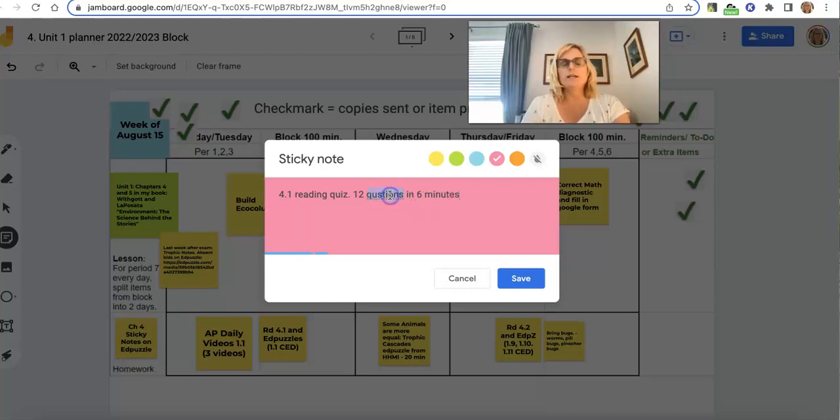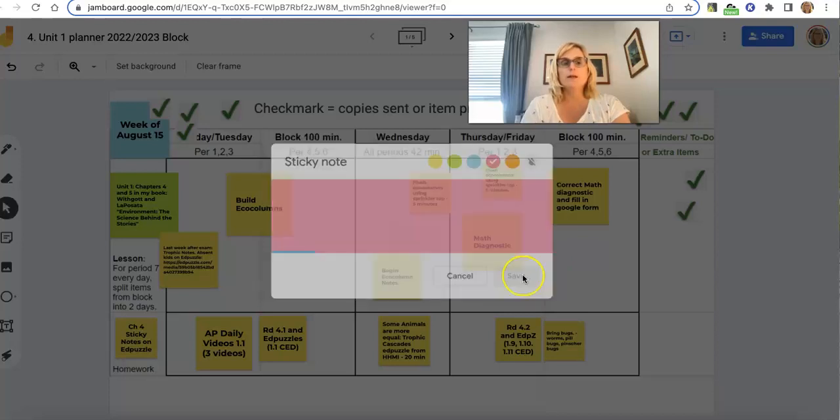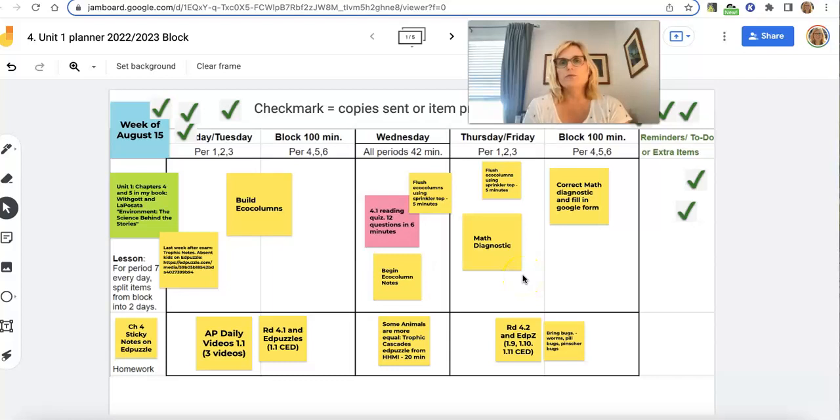I usually do about 30 seconds per question, and that's a typical reading quiz for me, so 10 in 5 minutes, something like that. And we'll begin eco-column notes, and then there's a big long ed puzzle for homework.